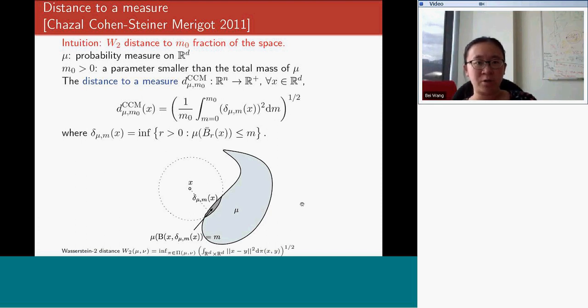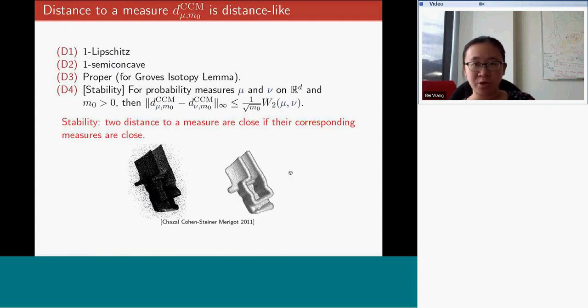It turns out that distance to a measure has nice properties and is close to our understanding of k-nearest neighbors. I won't go into the technical detail, but one main contribution of this work is to show that distance to a measure is distance-like, which is one-Lipschitz, one semiconcave, proper, and stable. In particular, their stability result is that if two distance to a measure functions are close, the corresponding measures are close. The closeness between the measures is measured by the Wasserstein type 2 distance. The stability result associated with kernel distance is slightly different, but we still consider it nice enough to claim nice properties.